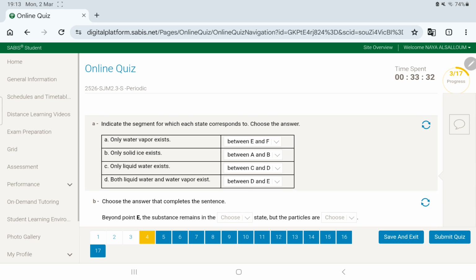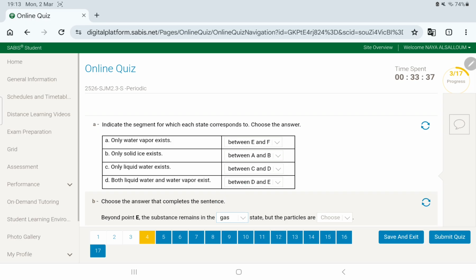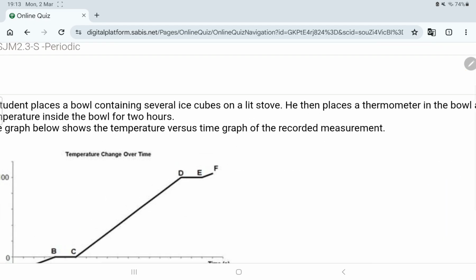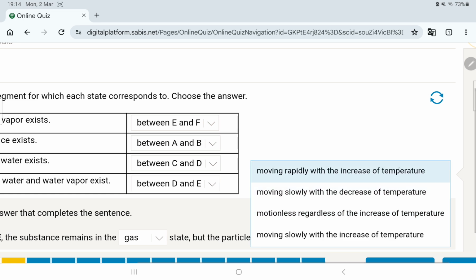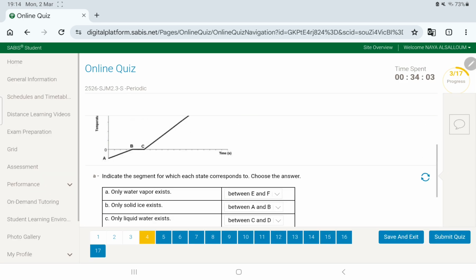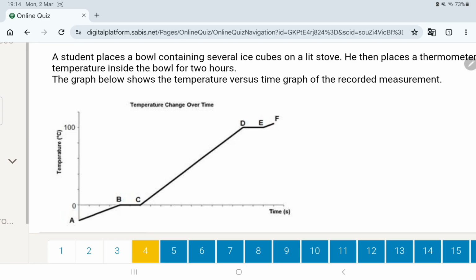Let's see. Beyond point E, the substance remains in the gas state. Because remember here, I said anything after E, it's only water vapor. Remember here I said whether there's point G, H, I, whatever points, it's only gonna be water vapor. But what's the difference? The particles are moving rapidly. Why, guys? Let's discuss this. We didn't do it yet.